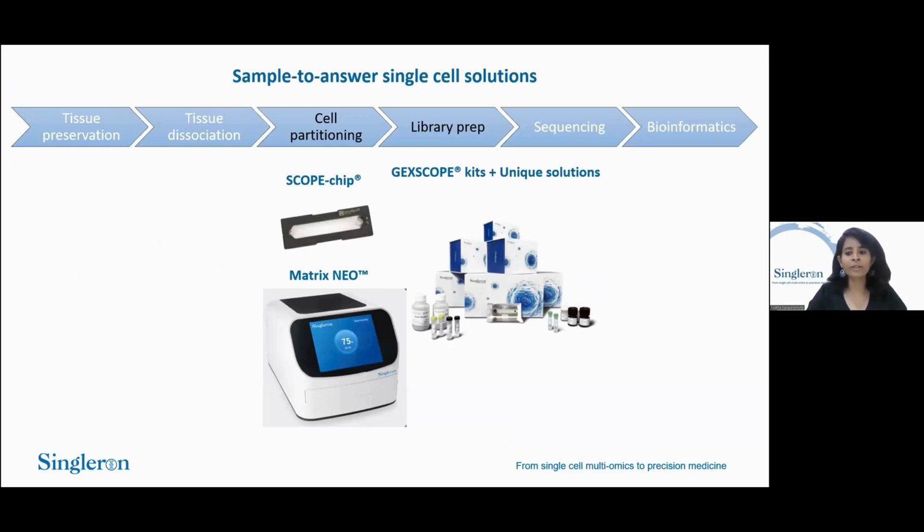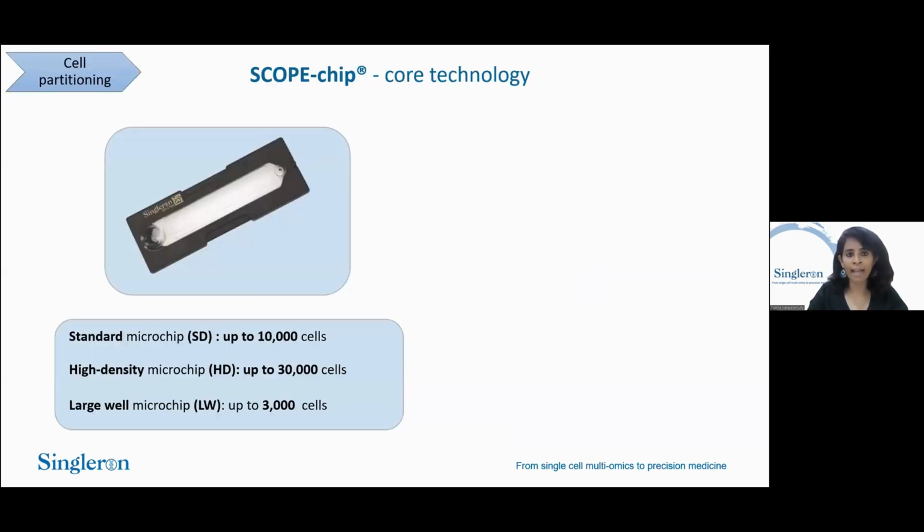So just quickly going down to the other steps, the main part after you have a single cell solution is to do cell partitioning into single cells and labeling them. And for this, I'll just bring up our core technology. We are a microwell-based technology, which means our cell partitioning is done in a chip like this, which has microwells. We have 3 versions of this chip, depending on the number of cells you want to capture and cell sizes.